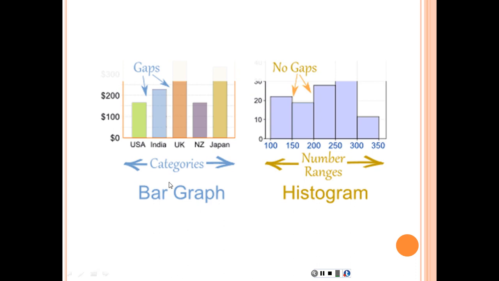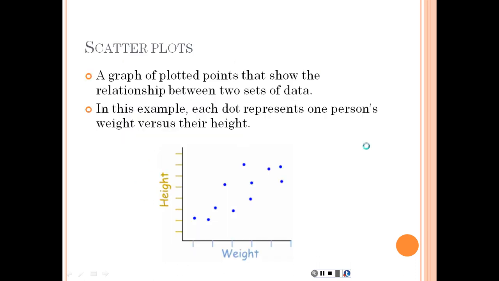And again, your bar charts show categories. For instance, our categories here are our different countries. And histograms would be our continuous data, our number ranges here.